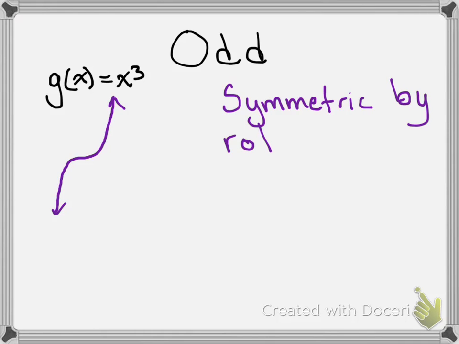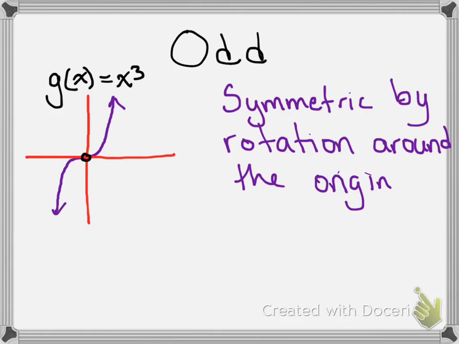So remember what that means. It means it's symmetric by rotation around the origin. Now, it's symmetric by rotation. I'm going to remind you that that rotation is 180 degrees. And if this black point right here is my origin, that means that we can rotate it by 180 degrees around that point, and nothing really changes.